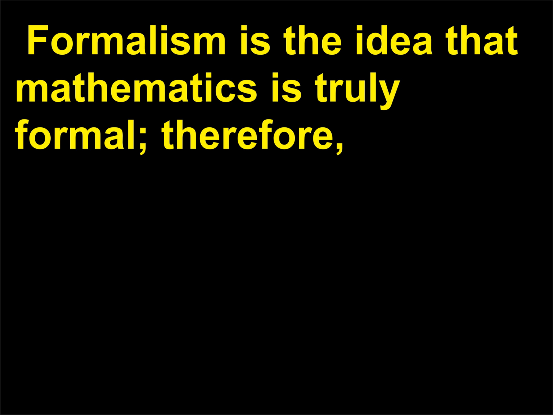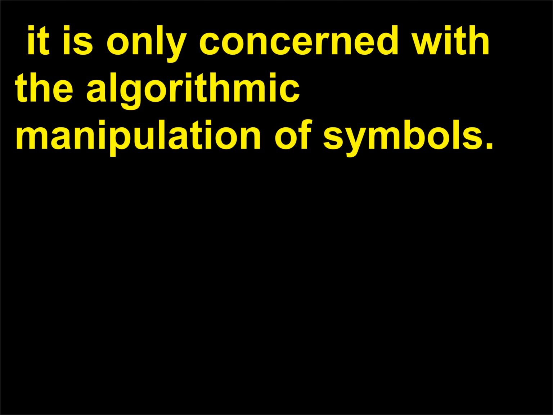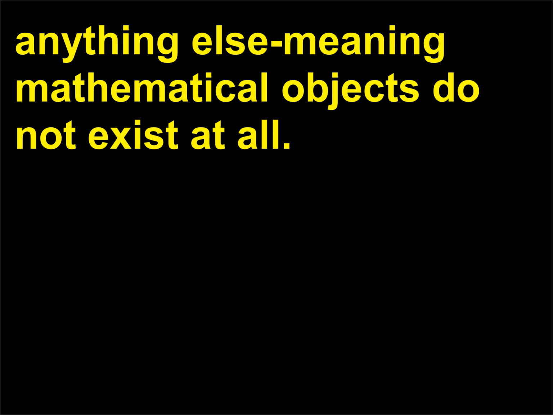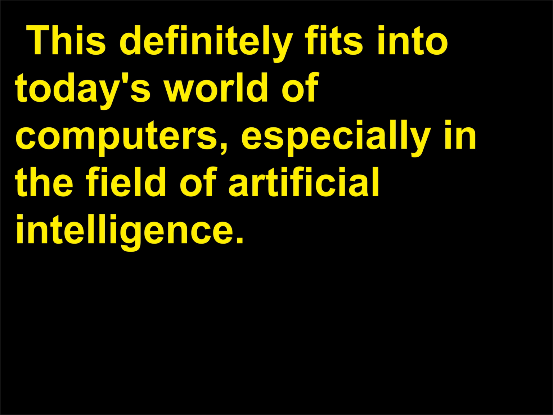Formalism is the idea that mathematics is truly formal, therefore, it is only concerned with the algorithmic manipulation of symbols. In formalism, predicate calculus does not denote predicates or anything else, meaning mathematical objects do not exist at all. This definitely fits into today's world of computers, especially in the field of artificial intelligence.